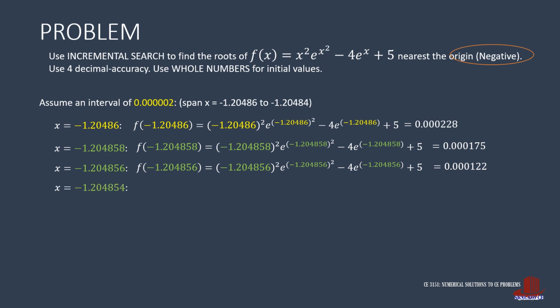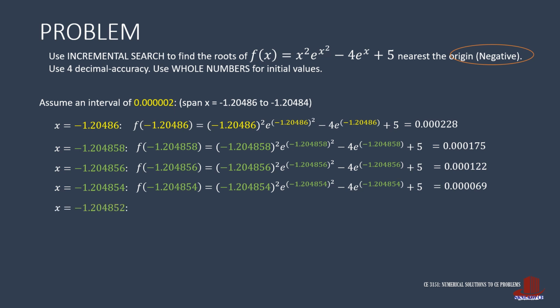Try another increment using negative 1.204854, where the function becomes the square of negative 1.204854 times e raised to the square of negative 1.204854 minus 4e raised to negative 1.204854 plus 5, yielding 0.000069. We already have 4 zeros, although when the fifth is rounded, it violates the requirement of 4 decimal zeros. So we work on more increments.